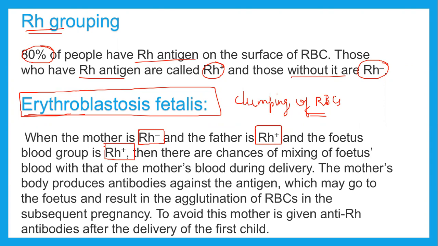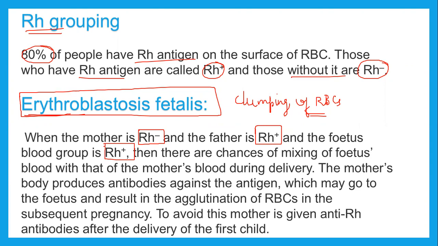So if the mother is RH negative, the father is RH positive, and let's imagine that the fetus is RH positive. Do not consider the father, just consider the mother and the fetus. Mother RH negative, fetus RH positive. That is, a particular antigen is present in the fetus.